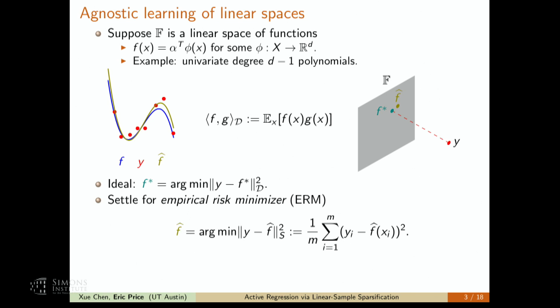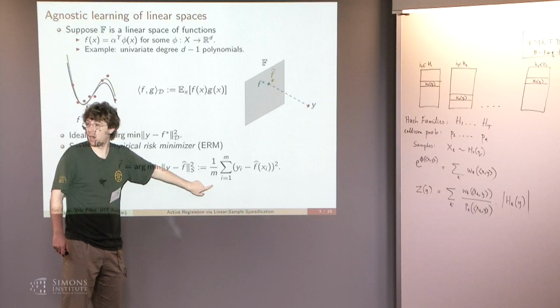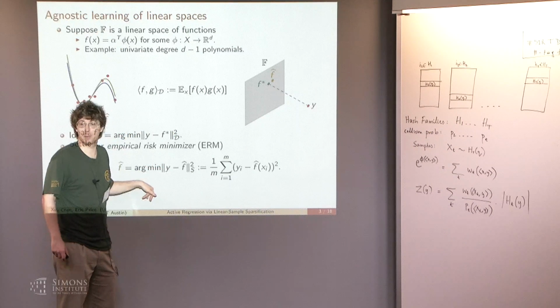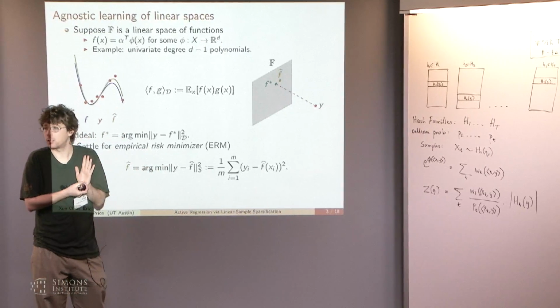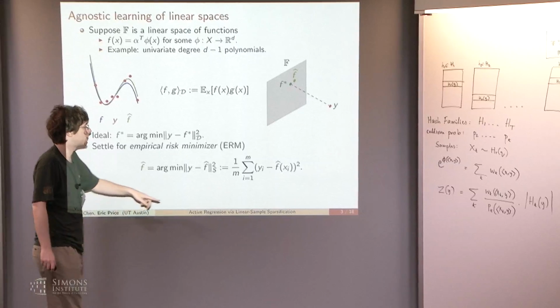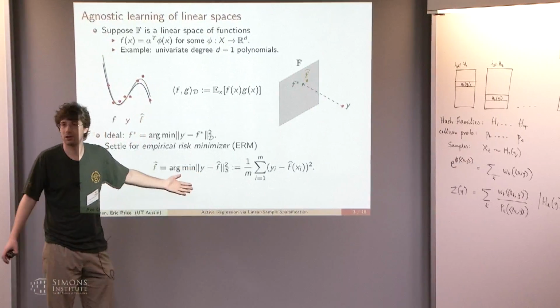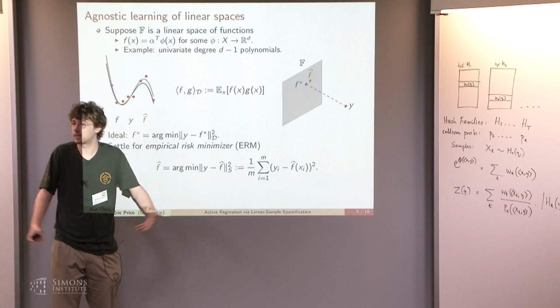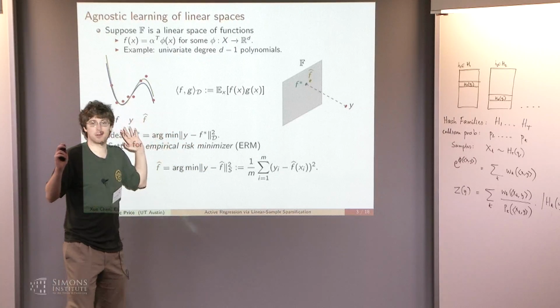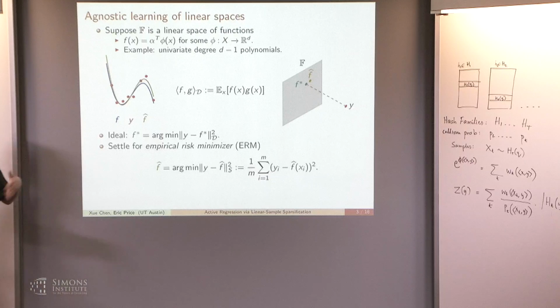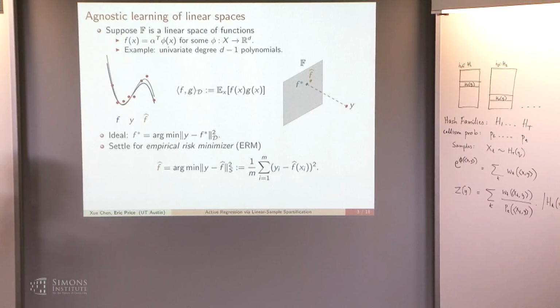And the question is, how many samples do you need in order for the empirical risk minimizer to be close to the actual risk minimizer? So as m goes to infinity, your empirical risk is going to converge to the actual risk, and then this would be the actual minimizer, which is what you want. If you take a finite number of samples, it won't quite be there, but hopefully with relatively few samples, it'll do a good job.